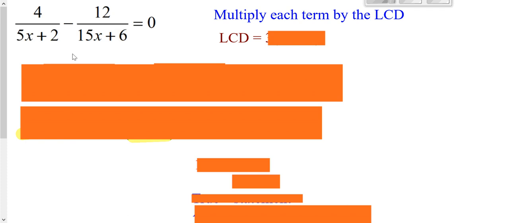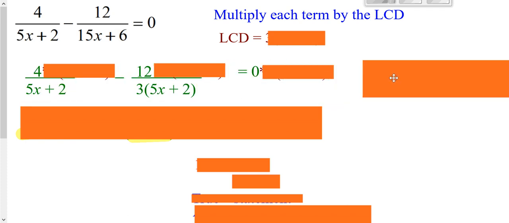Here we'll go ahead and find our LCD. The first thing you'd want to do is go ahead and factor all your denominators, and in this case the second denominator factors this here. Our LCD, once again, is all the different things that show up in the bottom, which would be our 3 and then our parentheses of a 5x plus 2.